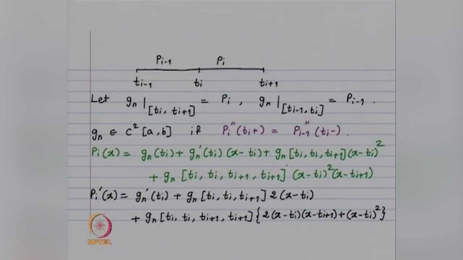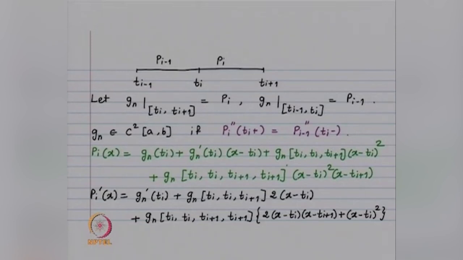Then we have g_n'(t_i) plus the divided difference based on t_i, t_i, t_{i+1}, times the derivative of (x - t_i)², which will be 2(x - t_i), plus the divided difference based on t_i, t_i, t_{i+1}, t_{i+1}, times the derivative of (x - t_i)²(x - t_{i+1}), that is going to be 2(x - t_i)(x - t_{i+1}) plus (x - t_i)². So, we have found the first derivative.